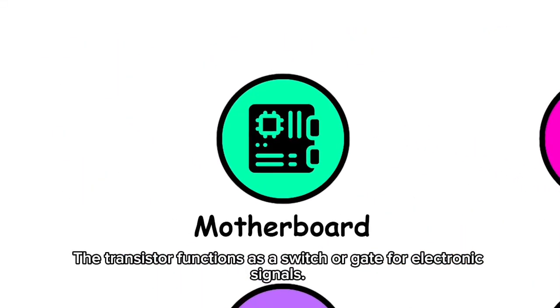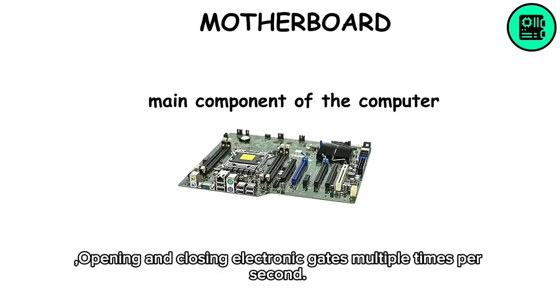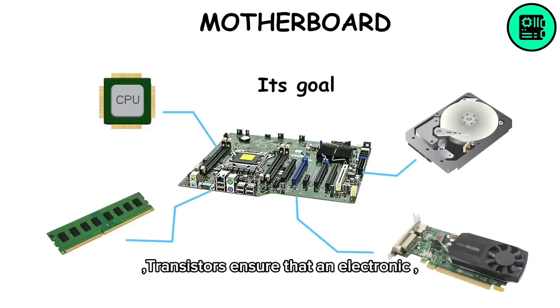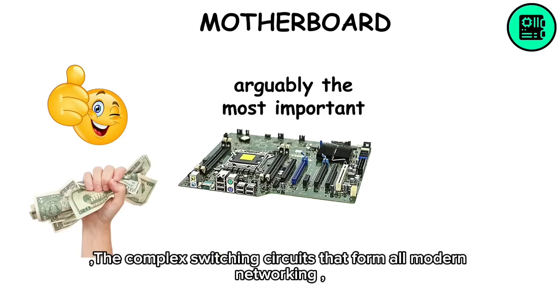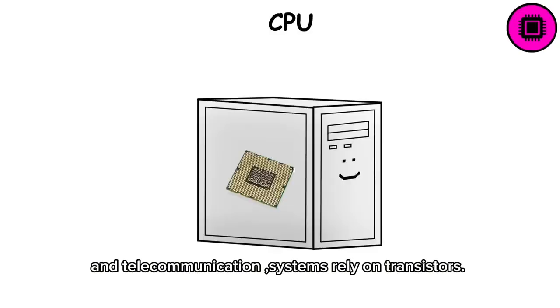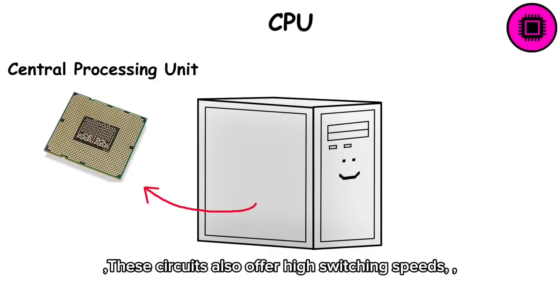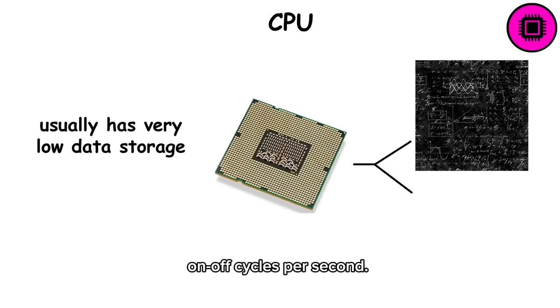The transistor functions as a switch or gate for electronic signals, opening and closing electronic gates multiple times per second. Transistors ensure that an electronic circuit is on when current flows and off when it does not. The complex switching circuits that form all modern networking and telecommunication systems rely on transistors. These circuits also offer high switching speeds, such as hundreds of gigahertz or over 100 billion on-off cycles per second.